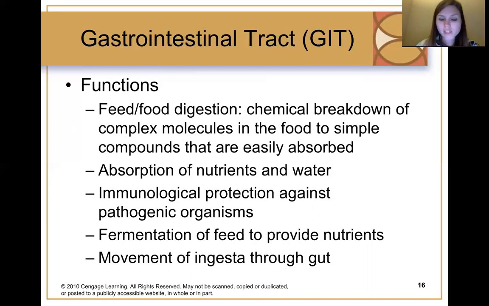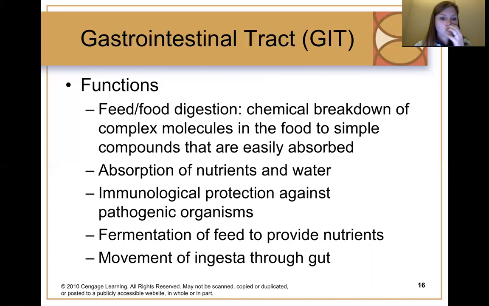So digestion is the chemical breakdown of complex molecules in the food or feed to simple compounds that can be easily absorbed. So we've kind of talked about this a little bit when we've talked about the different digestive systems of the animals and how the feed is kind of broken down. So that's really the main point of digestion. Because your gastrointestinal cells can't take in like a huge bite of a sandwich or something like that. That has to be digested into something that the cells can absorb. So that's what happens in the gastrointestinal tract.